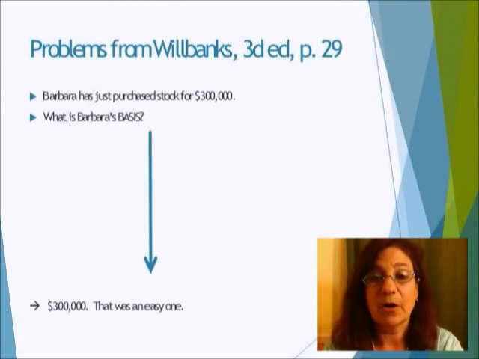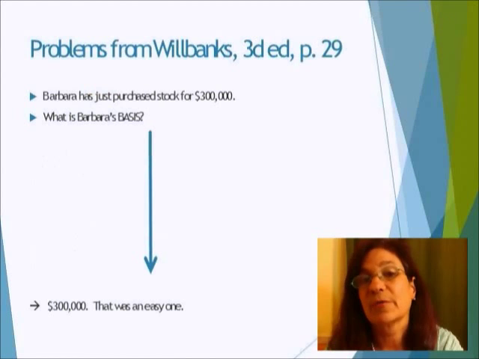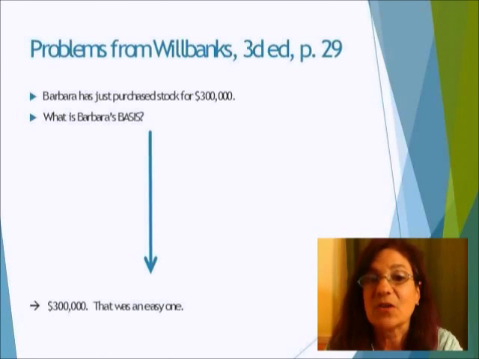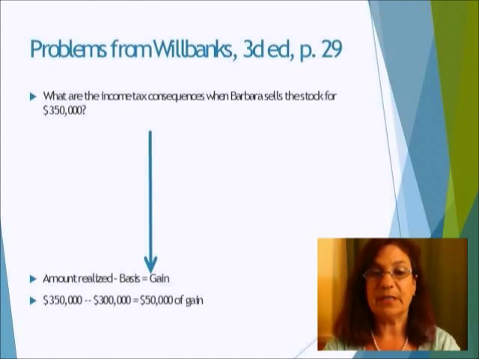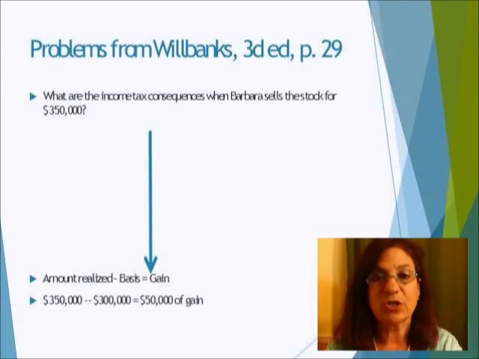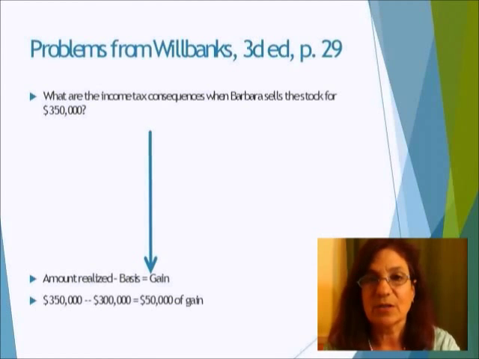Now, Barbara, our other party to this transaction, just purchased the stock for $300,000. There's no tax consequences to purchasing something, except that she now has a basis in the stock, and this is also a cost basis of $300,000. So the income tax consequences for Barbara really kick in when she sells the stock later for $350,000. Her amount realized is the $350,000. That's the easy part. And then we subtract her basis. We look back to see how she got the stock. She bought it for $300,000, so that's her basis. So we have $50,000 of gain.